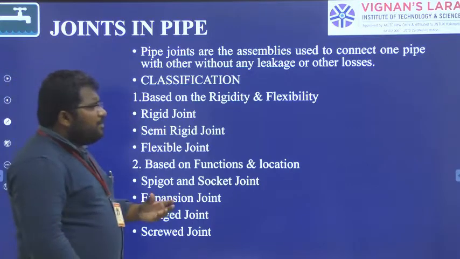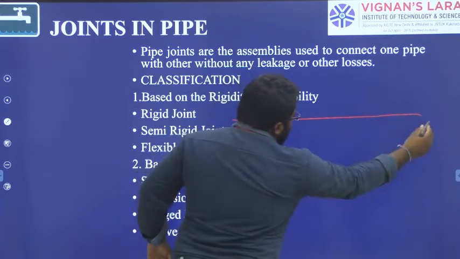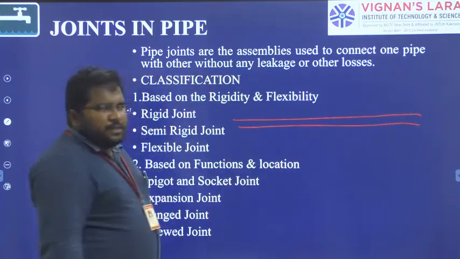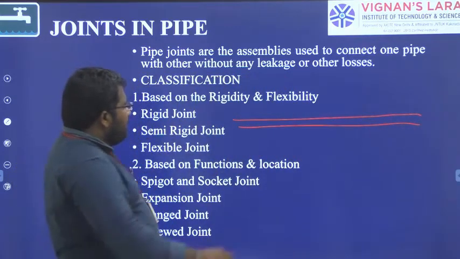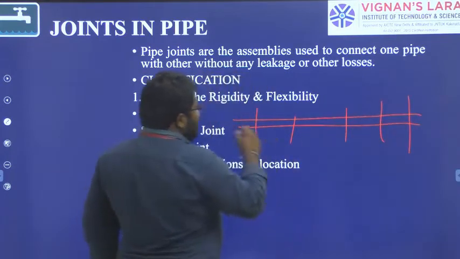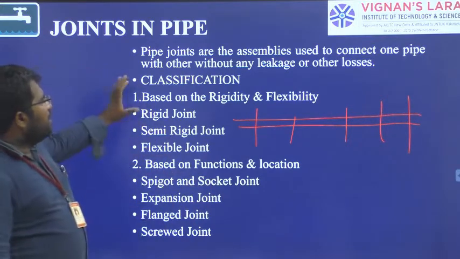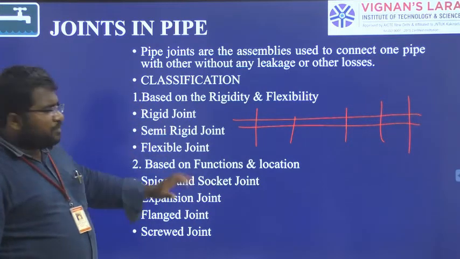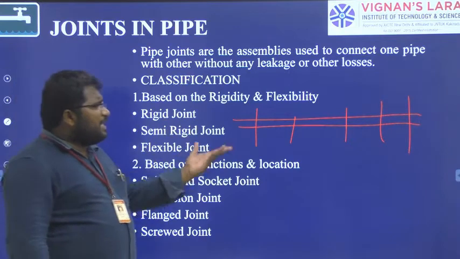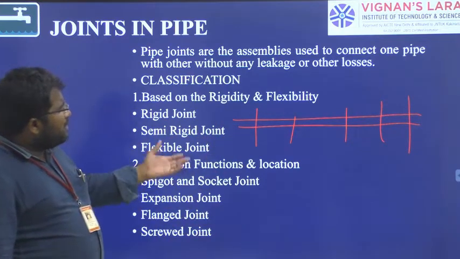Jointing means, whatever the pipeline may be, we can't get a single pipe. So for that we have small pipes, and together we are going to join each other. In that, what types of joints are there? These joints basically depend upon the type of material and the type of pressure.